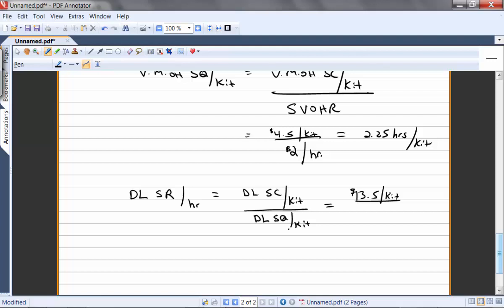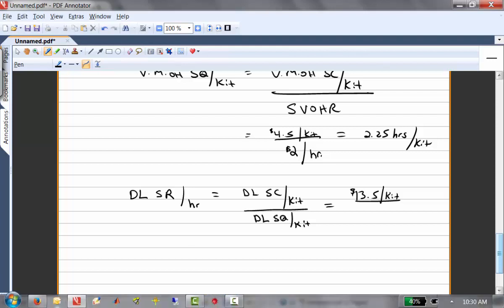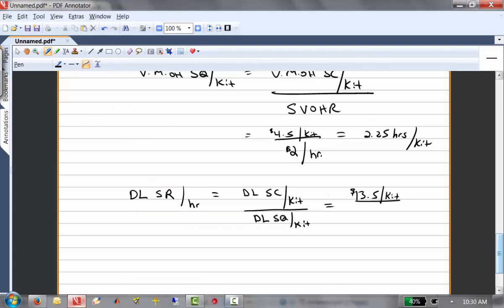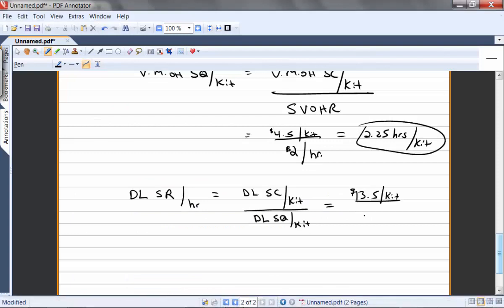Divided by the direct labor standard quantity per kit. But the direct labor standard quantity per kit is the same as the variable manufacturing overhead standard quantity per kit, because labor drives overhead. So whatever we found right here, that's the same as down here. It should take 2.25 hours to make a kit.